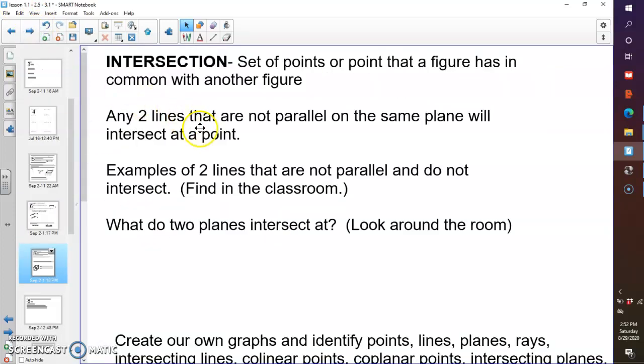And those are our 5 most basic terms. So we have point, we have line, plane, line segment, and ray.